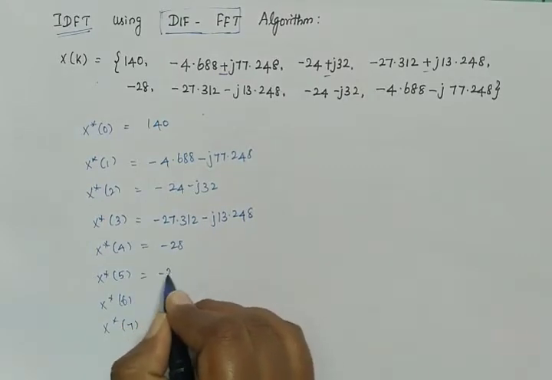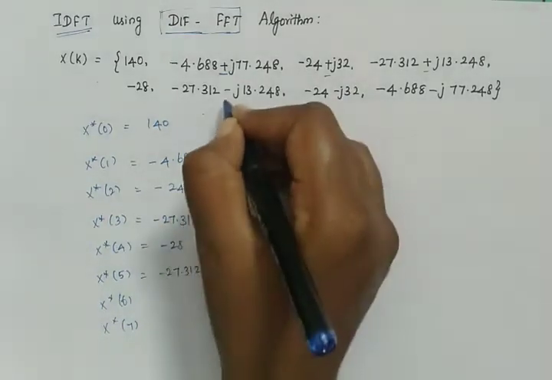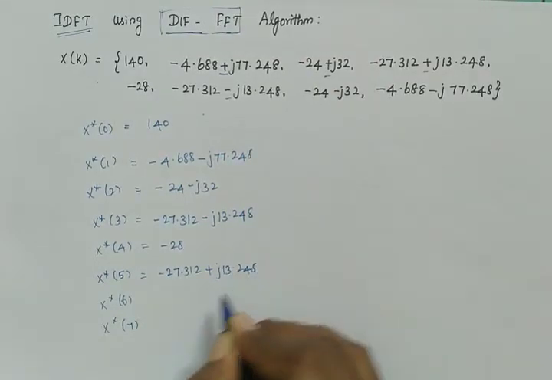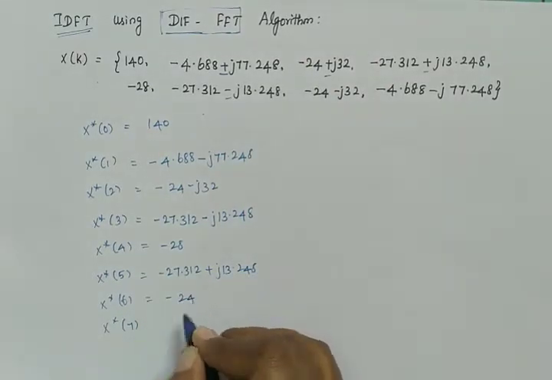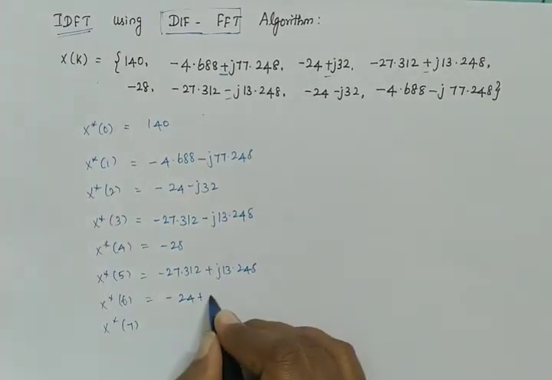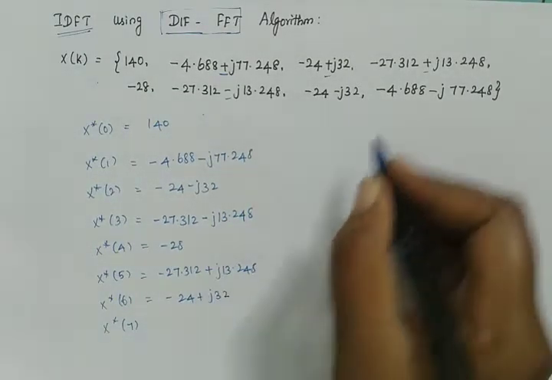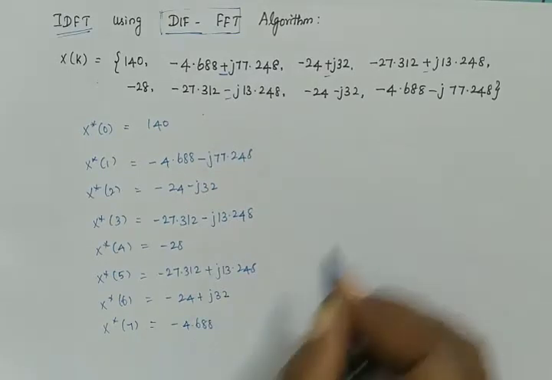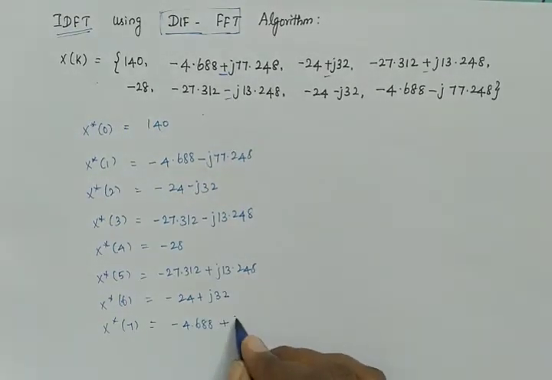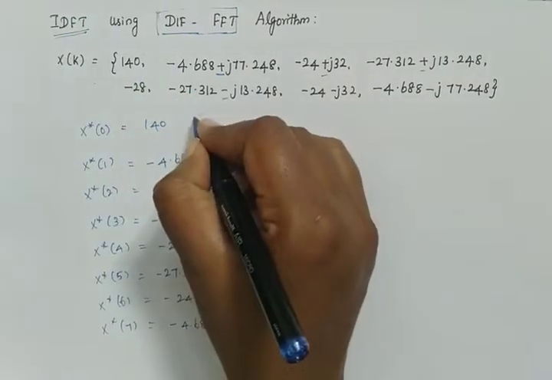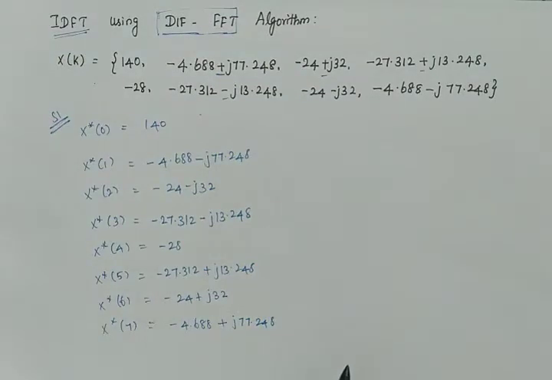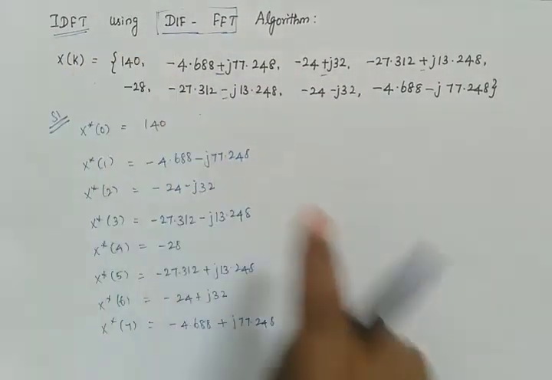Here it is minus 28. Here it is minus 27.312, here we have minus, so substitute plus j13.248. And here it is minus 24, we have minus, so use plus j32. Here it is minus 4.688, here we have minus, so substitute plus j77.248. So this is step 1 for solving this DIF FFT using the same IDFT.